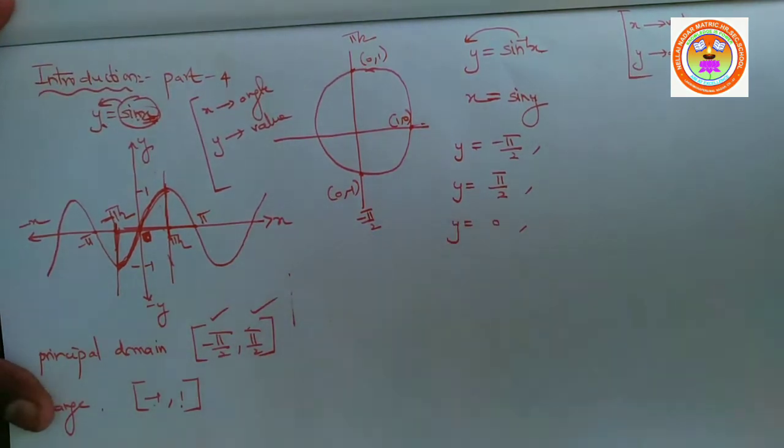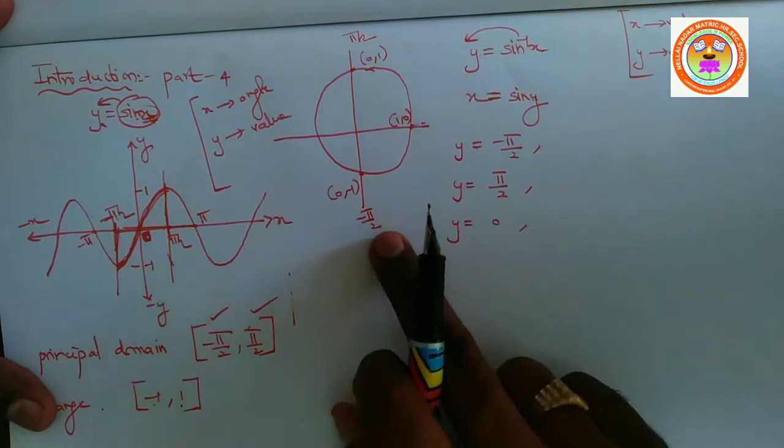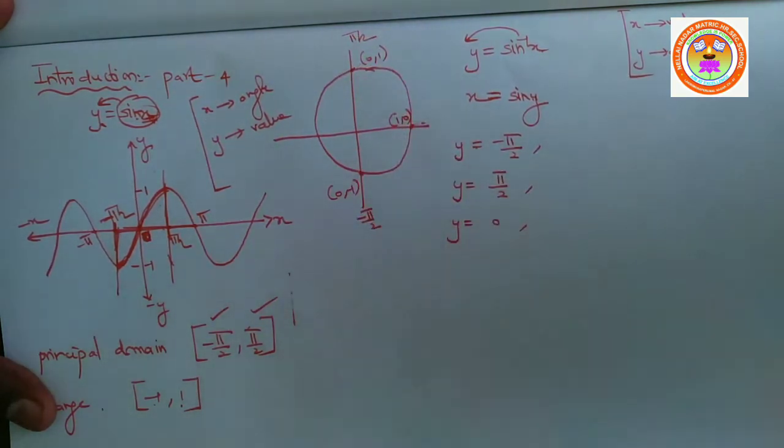Students, listen very carefully. It is very, very important. This is plus pi by 2. This is minus pi by 2.